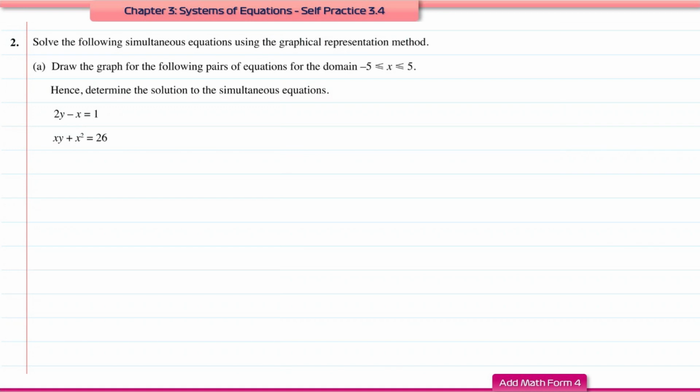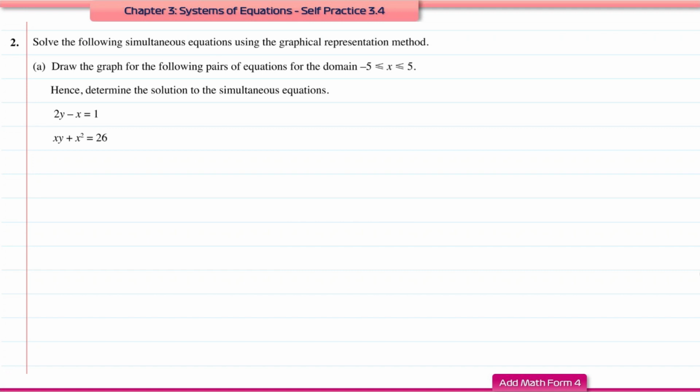Question number 2. Solve the following simultaneous equations using the graphical representation method. So question A, draw the graph for the following pairs of equations for the domain x between negative 5 and 5. Hence, determine the solutions to the simultaneous equations. So here we want to draw the graph.